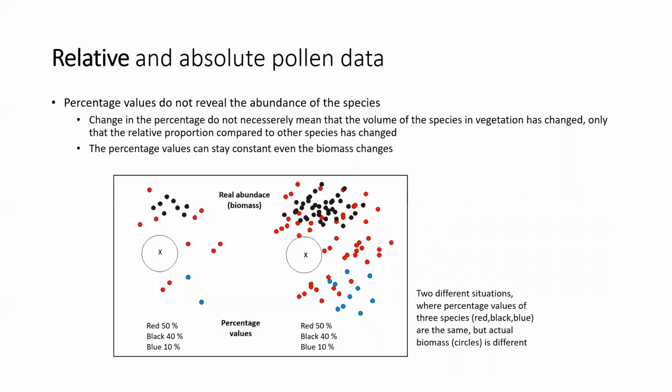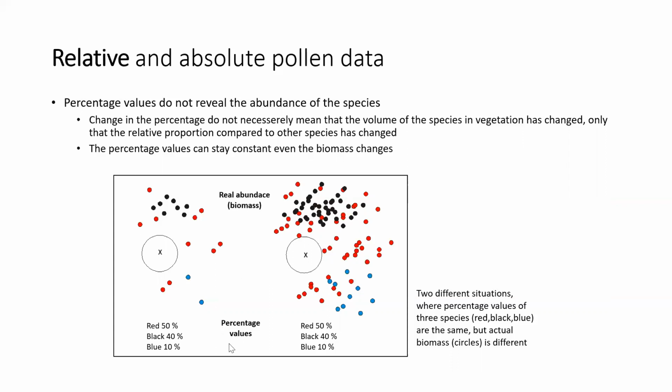So basically, the relative values give more information about the composition of the forest, or the vegetation, rather than the actual abundances of the species. And even the percentage values can stay very much the same even if there is a change in the biomass. So then we need to consider what we actually want to study when we look at the different data. So here is an example of the relative data.